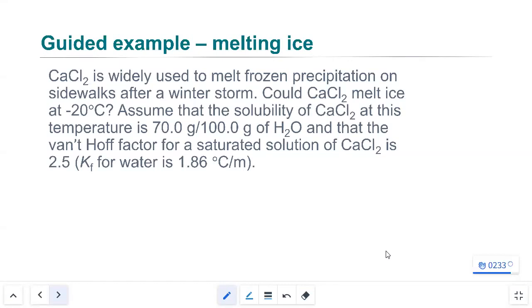The way that most of us would go about it, however, would be to convert that concentration into molality and use the freezing point depression to figure out what the freezing point would be. Now for that, not too difficult to do. We've already been given a concentration. We just need to modify it a little bit. So, 70.0 grams per 100.